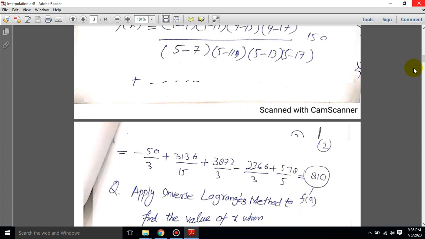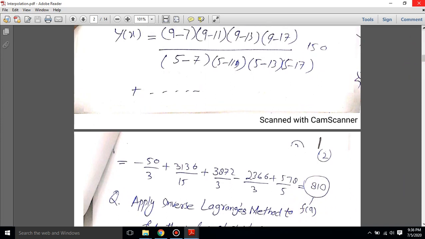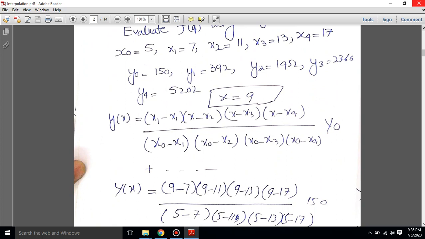So from here you see that we have a given set of data, and from the given set of data we have to find the value of the function at a specific point. This point basically lies within the function values. So this is called interpolation within the data, and that's why this is called interpolation.